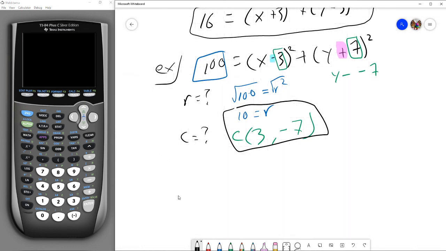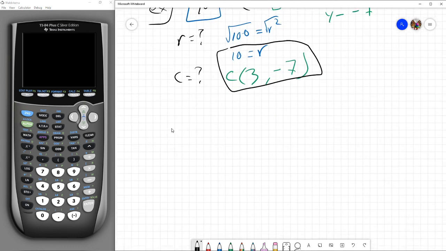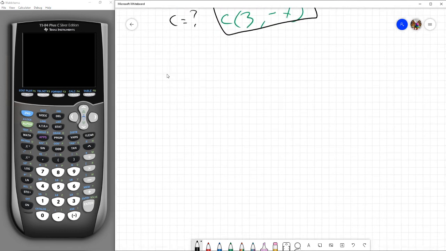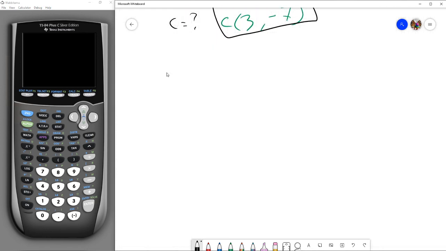Alright, now for our next topic, we'll make a new video for that, and it's going to look at what happens when you have, say, a circle intersecting a circle, or a circle intersecting a line. How do I find those points of intersection? And that's what we'll talk about next.